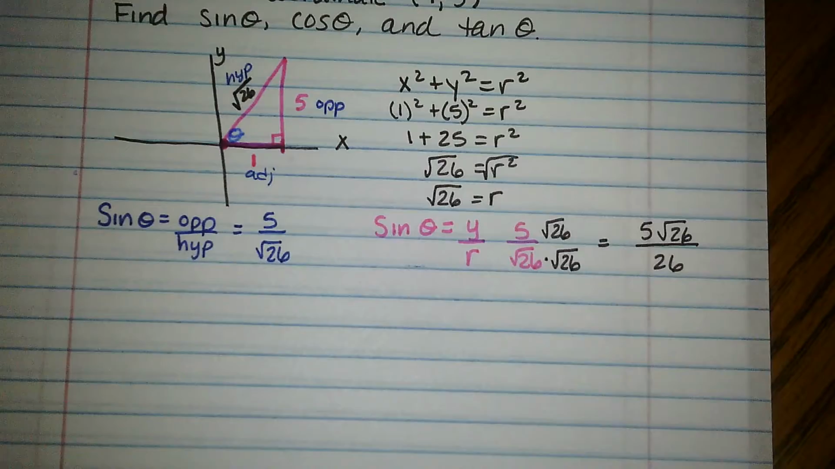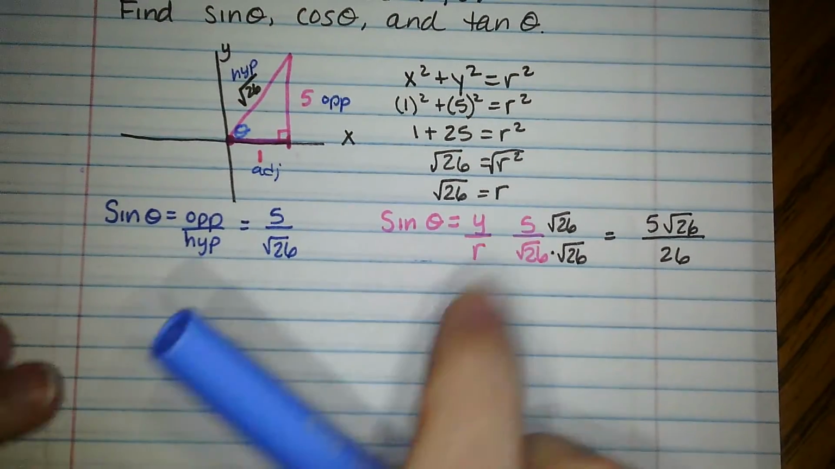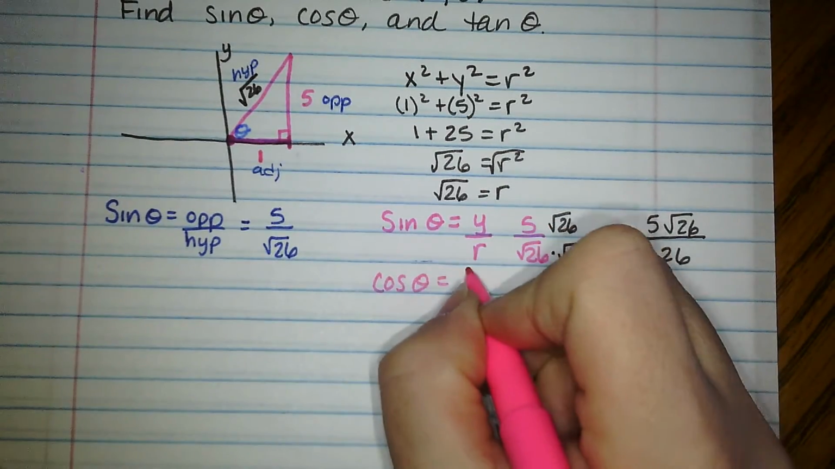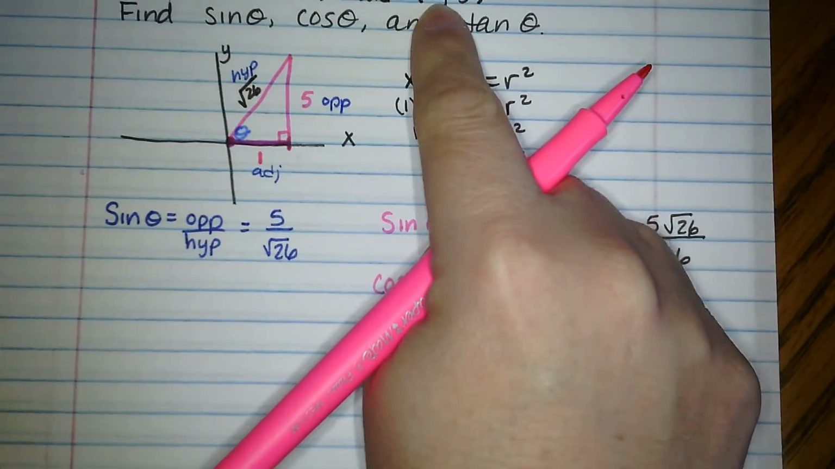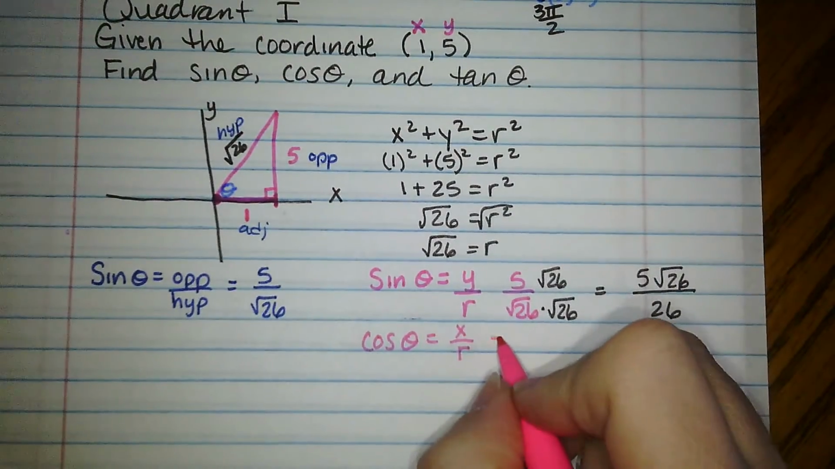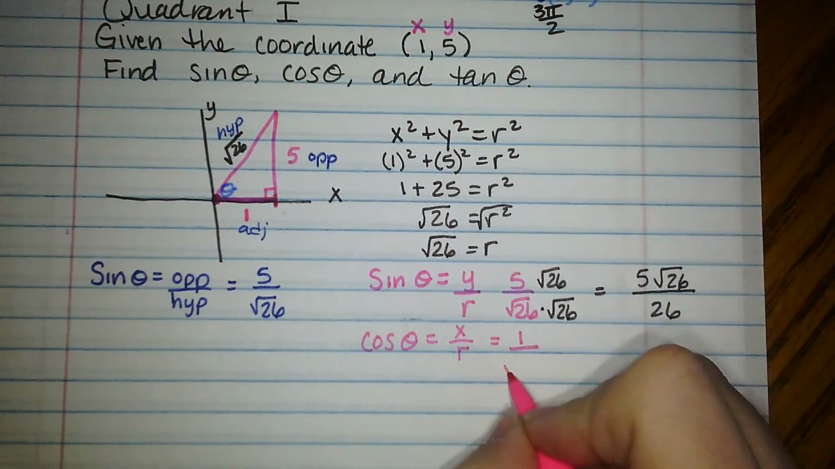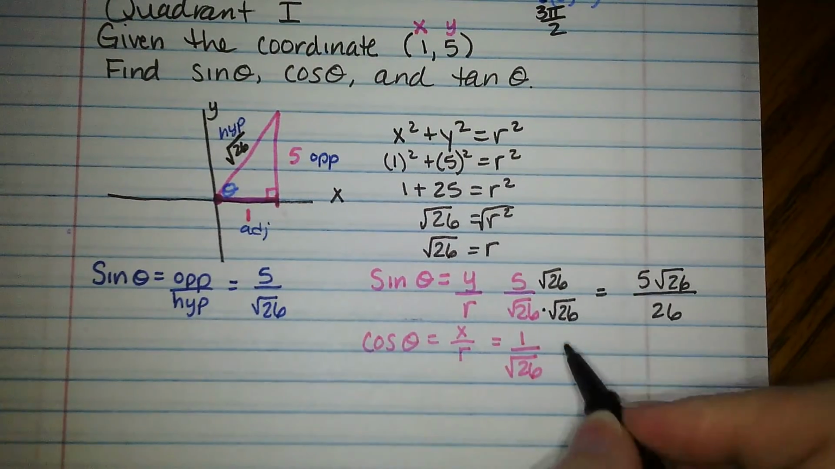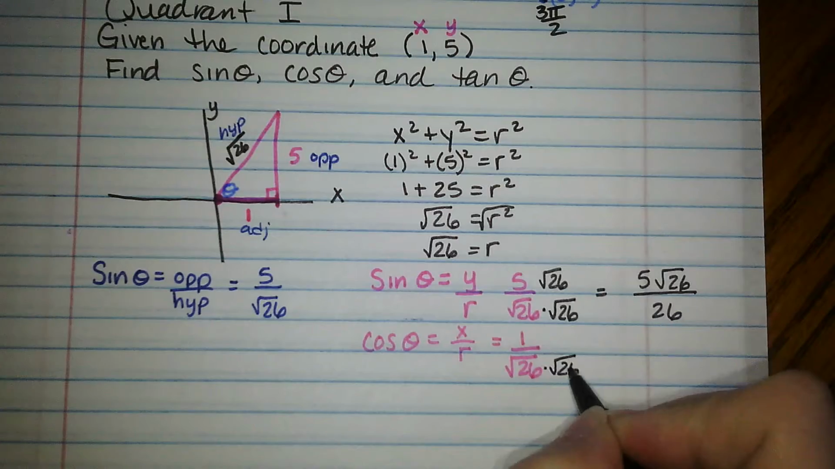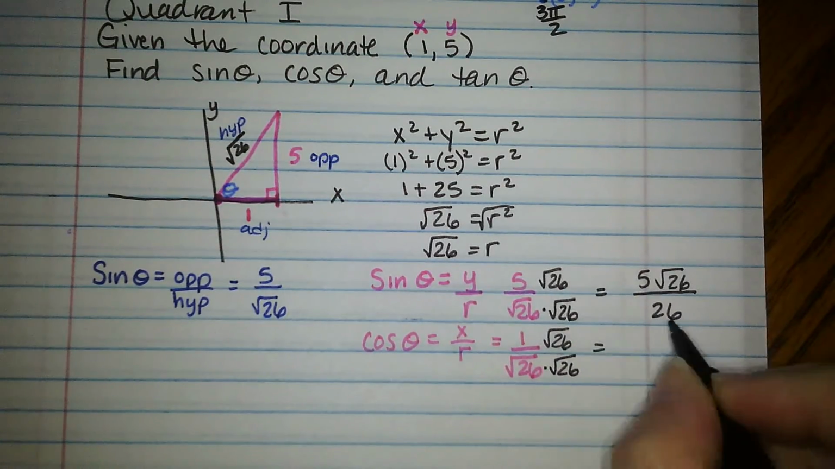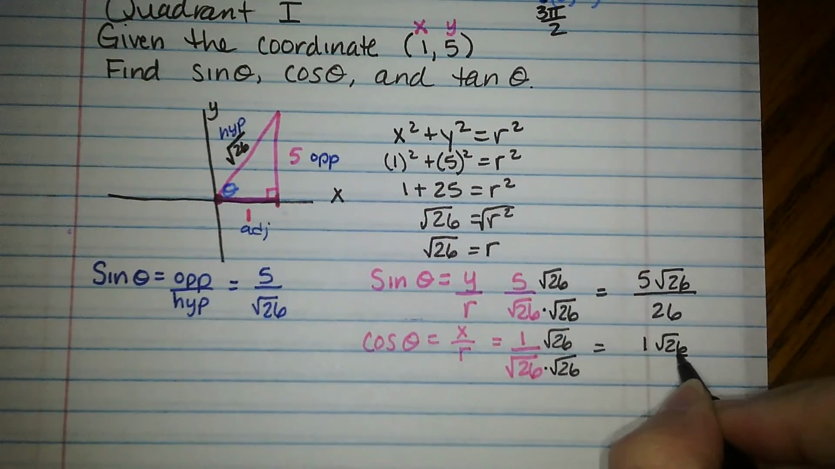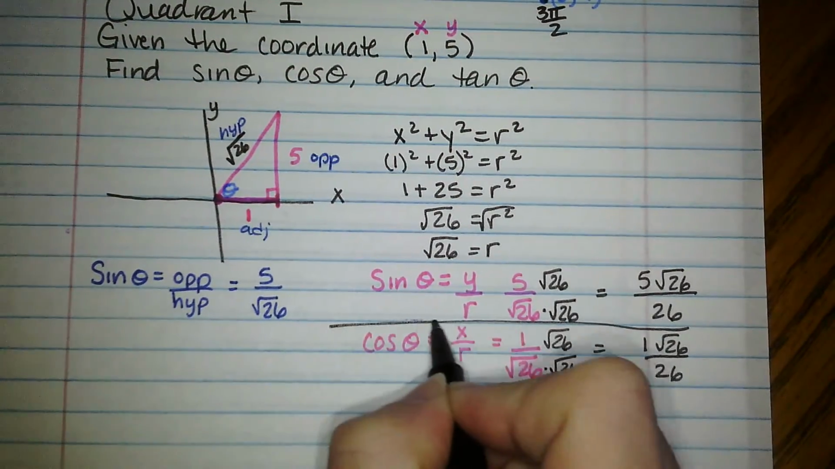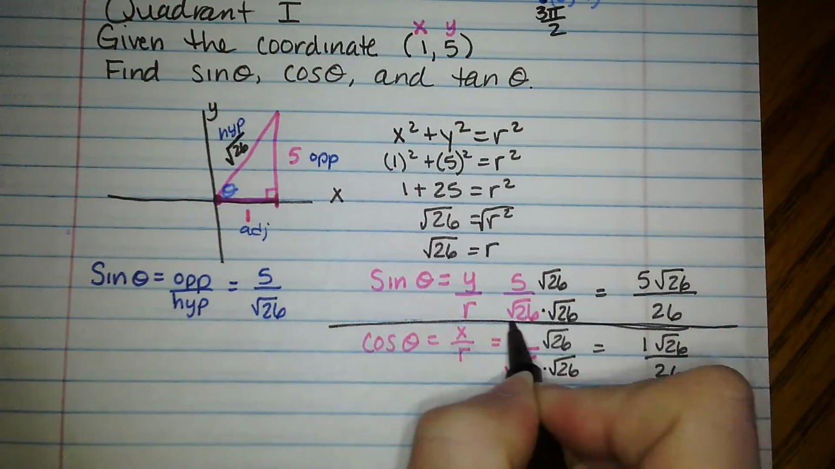For cosine, now that we know that this actually works, I'm just going to go a whole lot faster. Cosine theta is x over r. My x value is 1. And my r is the square root of 26. And all I have to do is rationalize. So I multiply radical 26 top and bottom. And I get 1 radical 26 over 26. This is my cosine. Drawing a nice line here.